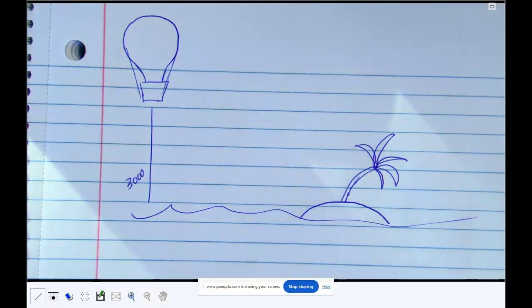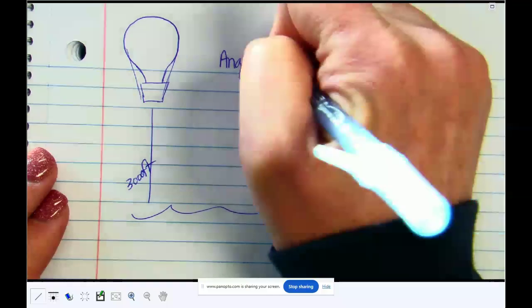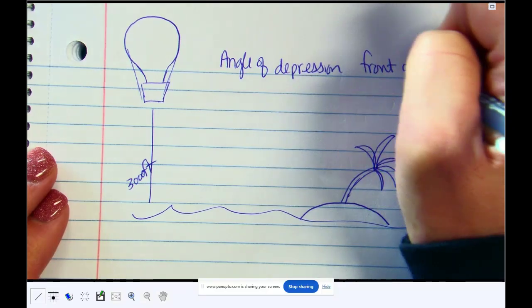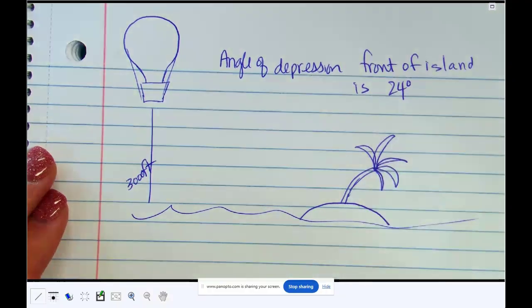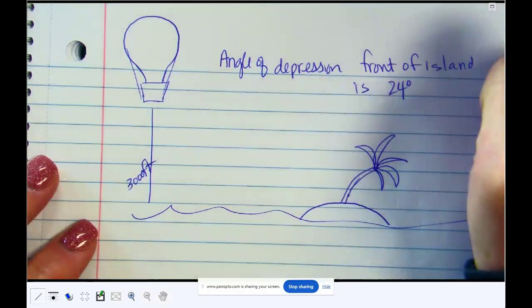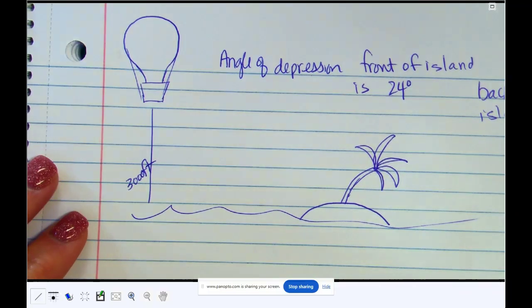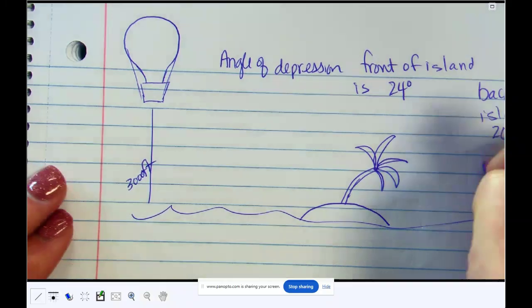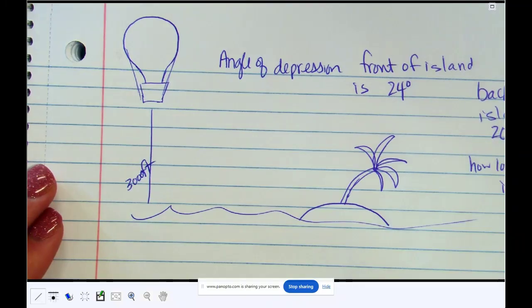So you're above the ocean, looking down at the island. Your angle of depression to the front of the island is 24 degrees, and the angle of depression to the back of the island is 20 degrees. We want to know, how long is the island?